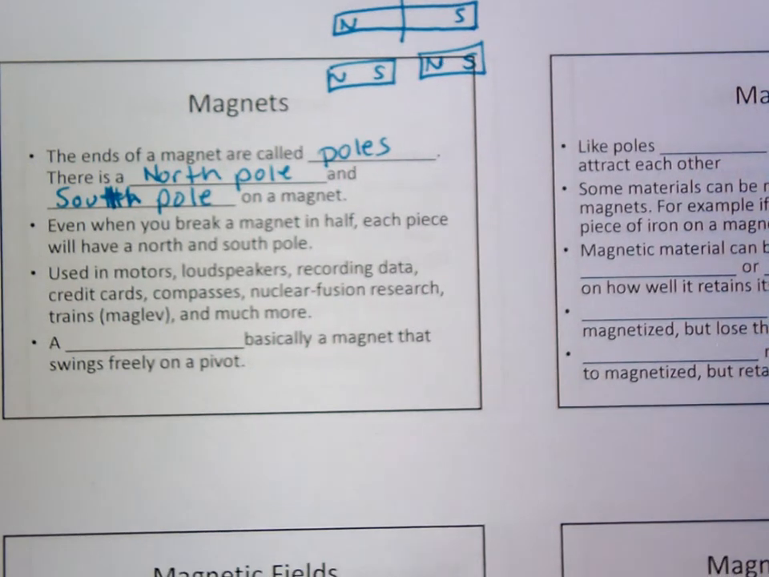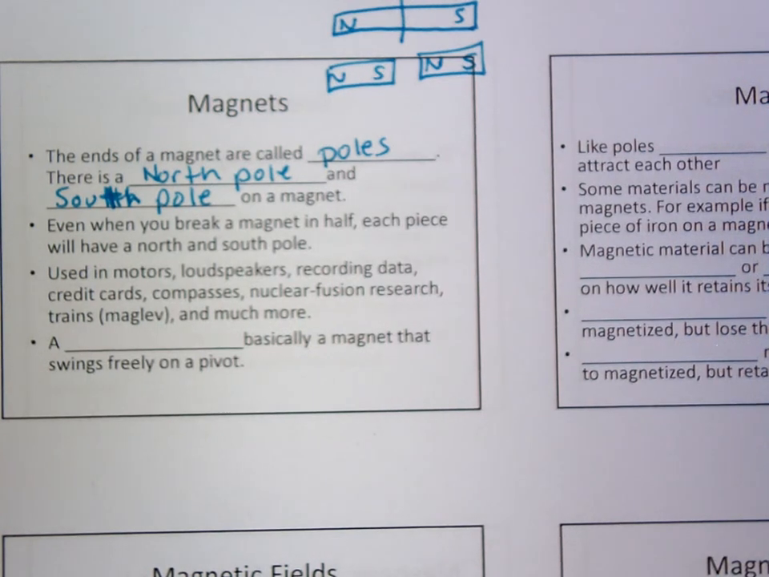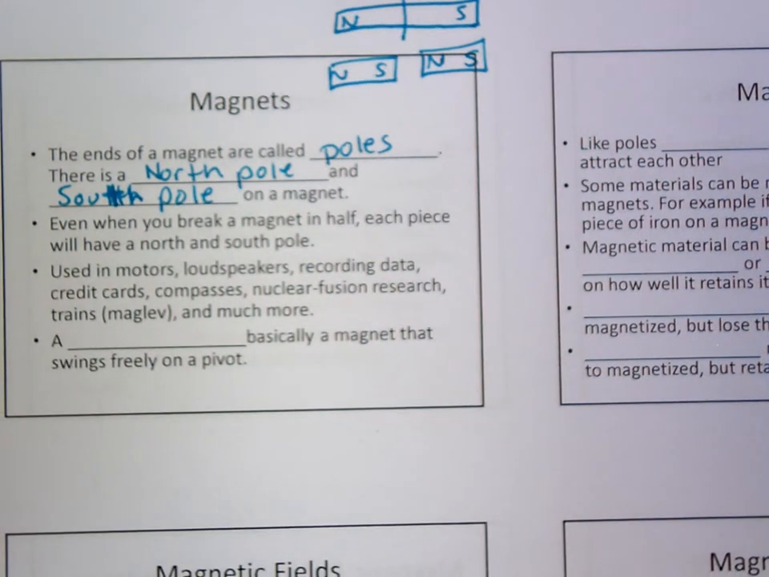Now, we use magnets in a lot of different things. We use them in motors and loudspeakers, which we'll talk more about later, probably more in chapter 20 than chapter 19. Recording data, VHS and cassette tapes, the black tape in those, that was magnetic tape that they used to record data. Credit cards, the black strip in your credit card is actually magnetic.